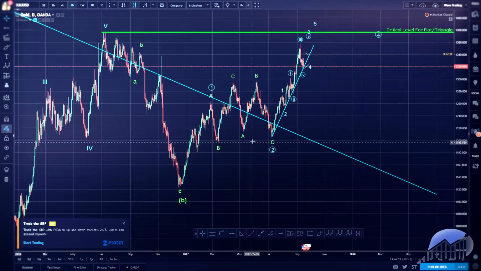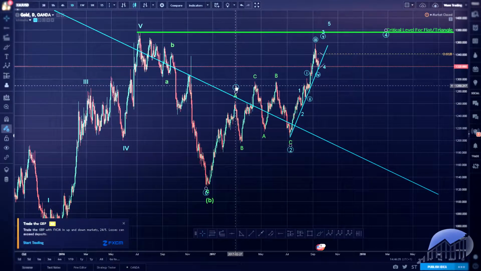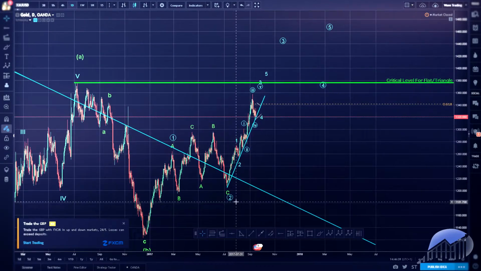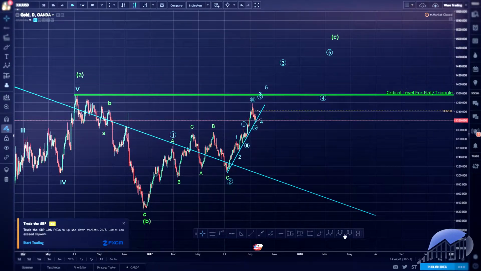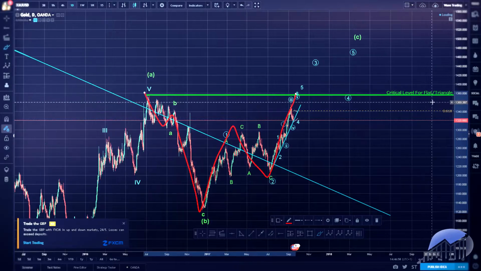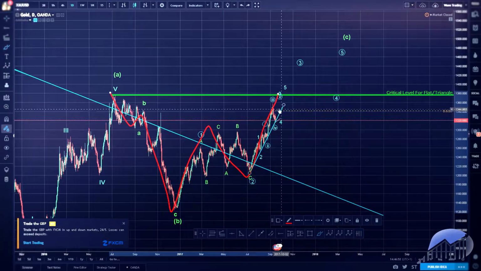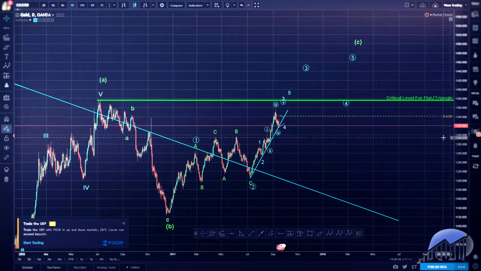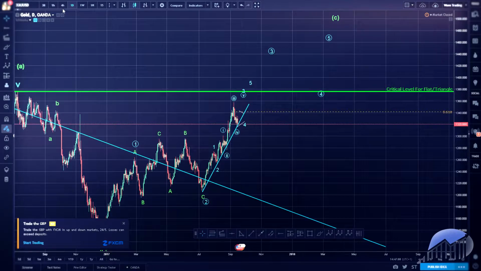I'm liking this being either a 1 and a 2 here, but there's also a possibility that if this is 3 down here, this could also be 3 up for a flat or triangle or some other correction, but probably a flat or an expanded flat is most likely.